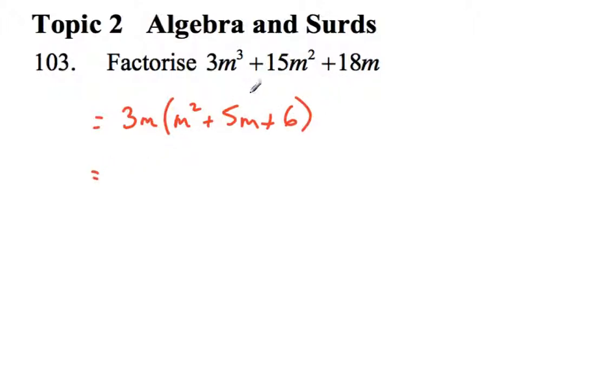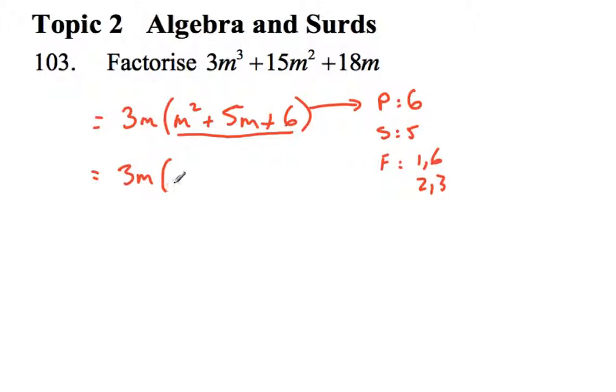Now that is certainly a factorising, but you really have to have a look and see if you can factorise further. And if you just looked at this bracket, that is a quadratic arrangement that we could do PSF on. If we just did PSF on that one bracket, we could look for a product of 6, a sum of 5. I think this was in the previous video, this exact arrangement. The factors of 6, 1 and 6, 2 and 3 looks good. So we could actually factorise more fully there into m plus 2, m plus 3.